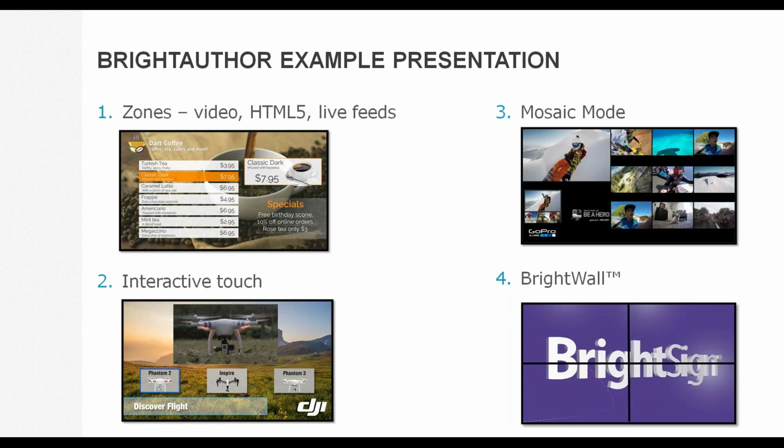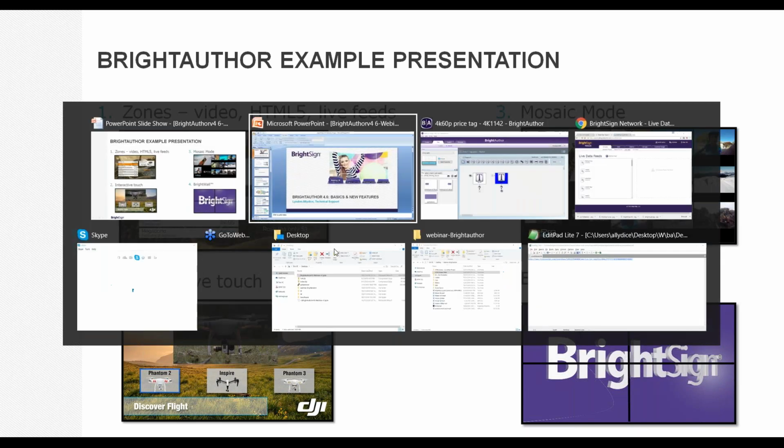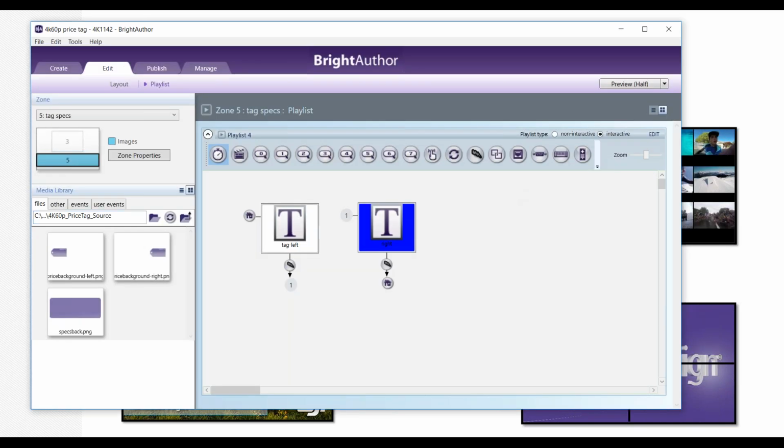So next, we'll look at some of the different types of presentations that you can create using BrightAuthor. Here's a couple of thumbnails showing a few of the examples that we'll cover. This GoPro Mosaic example is over here on the right side. I'll show you how this particular project is built. This is an example of a zones project that's done with HTML, where the animation and some of the graphics is done with HTML, but still played in different zones on the player. So we'll switch over to BrightAuthor.